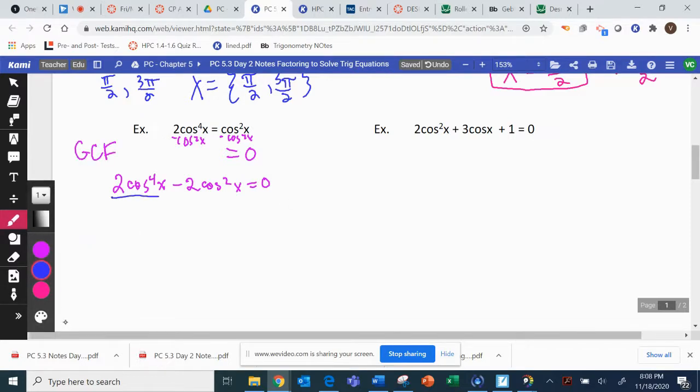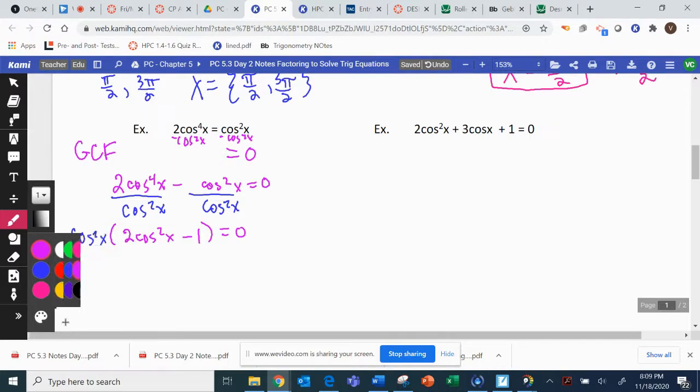And I do see that we have a 2. Oh my gosh, why do we even have a 2 there? Never mind, we don't have a 2. We have a cosine squared x. So I'm going to pull out that cosine squared x using factoring. And left over, I have 2 cosine squared x minus 1. At this point, I can set each factor equal to 0. So cosine squared x equals 0, and 2 cosine squared x minus 1 equals 0.